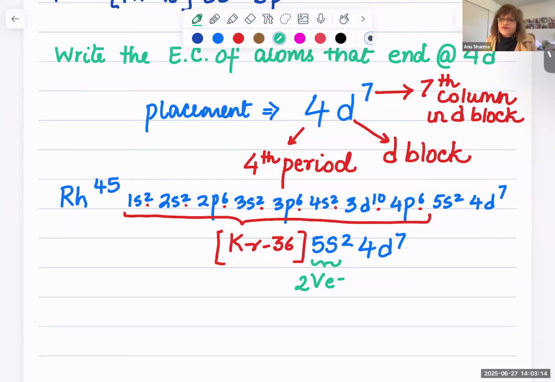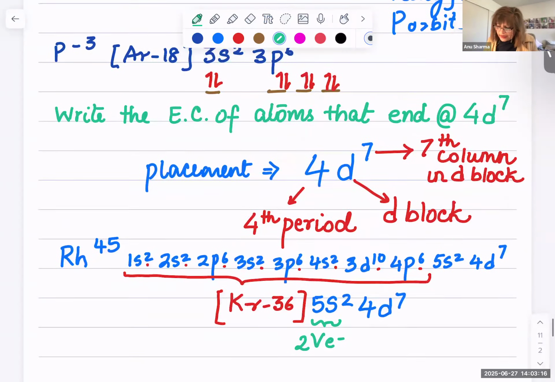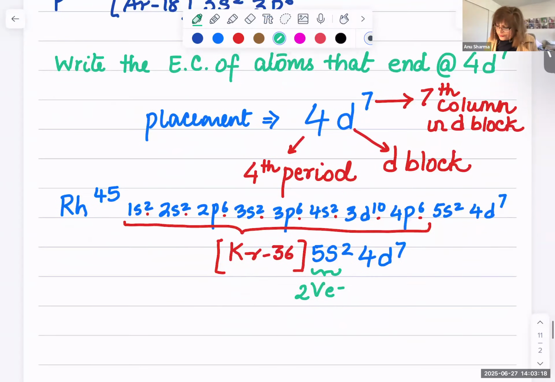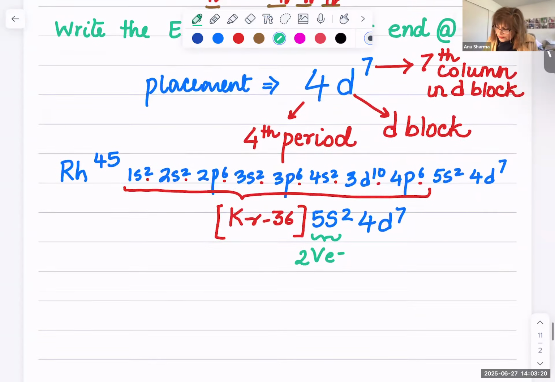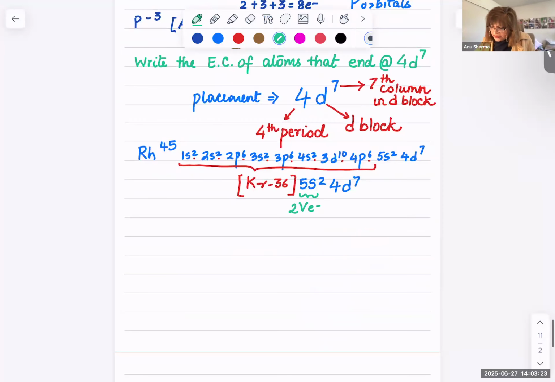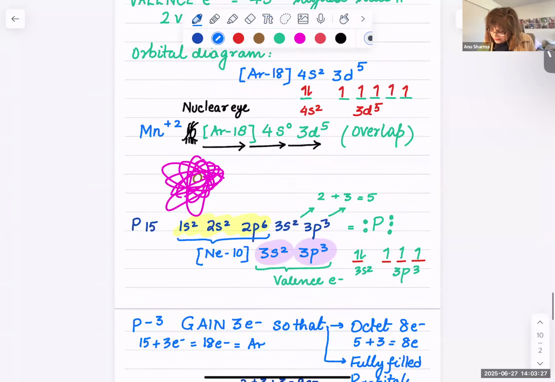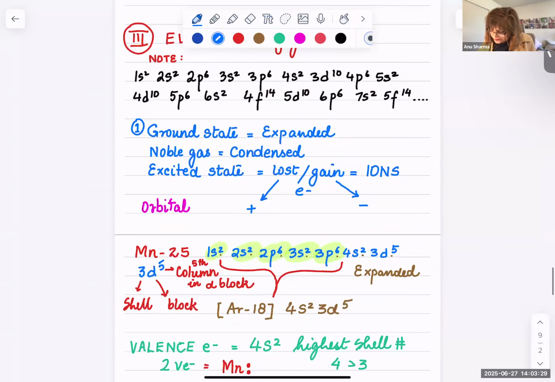Okay, I hope that's clear, but that's the way to do it. So you have to look at the placement, okay? And then go from there. All right, so this was regarding these things, and the other general simple questions, like basic questions, can be asked.